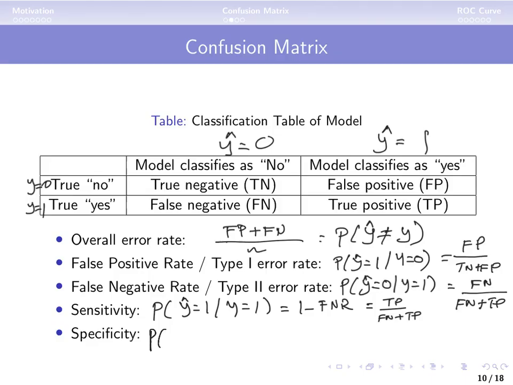Specificity is also the probability of being correctly classified as a no, and this is just 1 minus the false positive rate, and this is going to be true negative over true negative plus false positive, right? So again, out of all those that are truly no, that's why the denominator is TN plus FP, what proportion of them are truly negative.